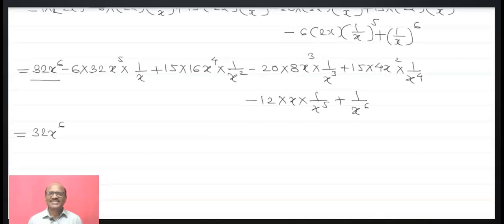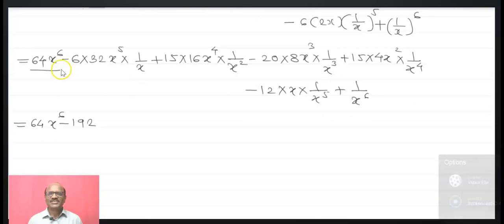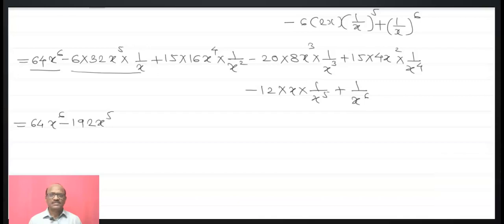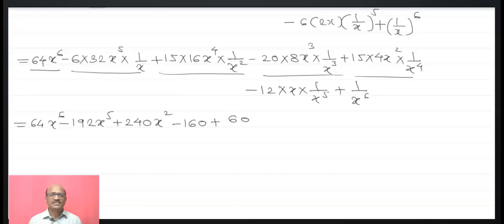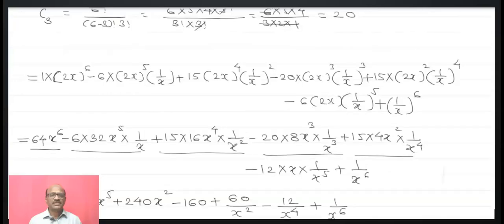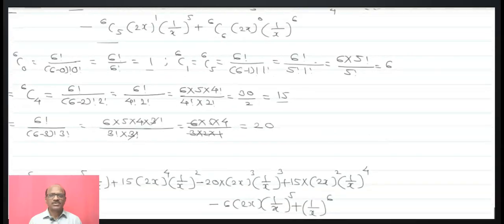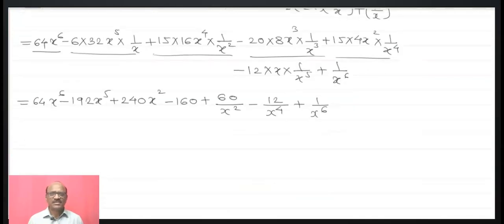Again, I am not changing it. Now I had changed it. Now see this here, 64. Now 6 into 32, that is 192. X raised to 5 upon x, you will get x raised to 4 there. X raised to 4 must be there. I will change it again. I will explain also. Now see these terms, because the expression is very big.